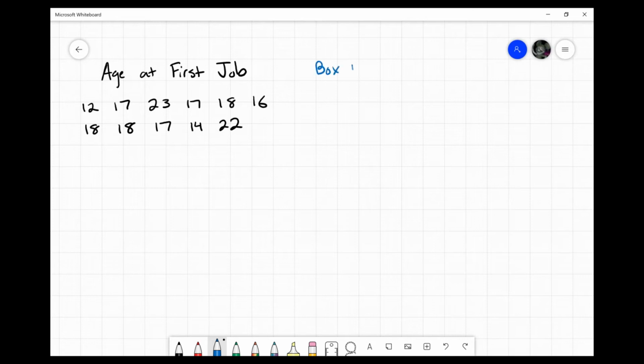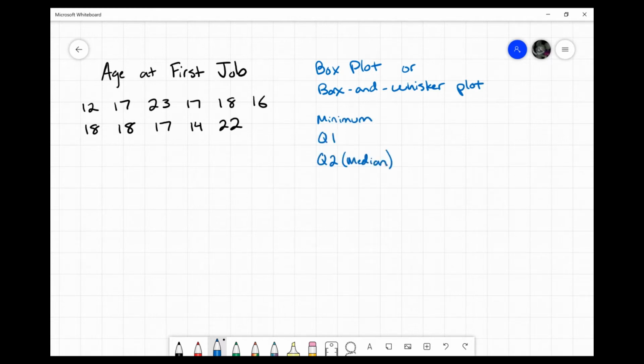A box plot, also known as a box and whisker plot, is a way to visually represent 5 different criteria, representing the minimum, quartile 1, quartile 2, also known as the median, quartile 3, and the maximum. And in this process, you will also be able to see both the range and the interquartile range.